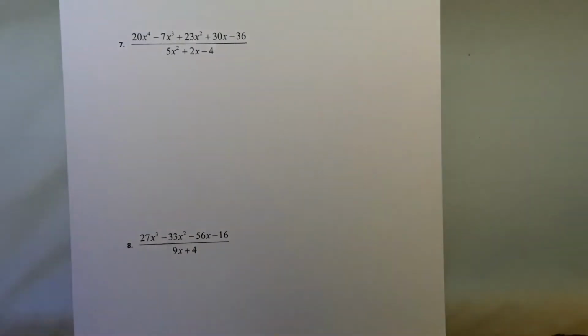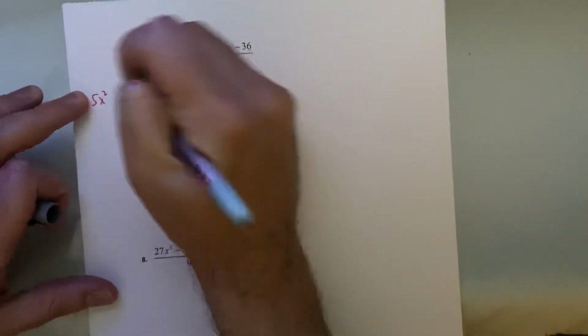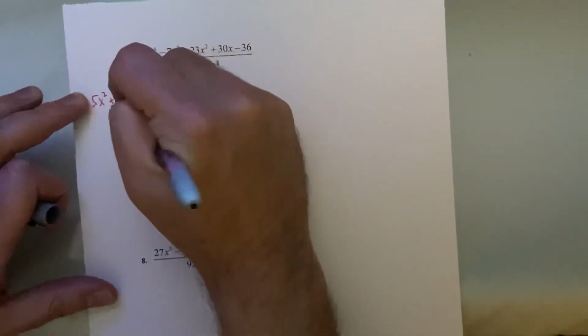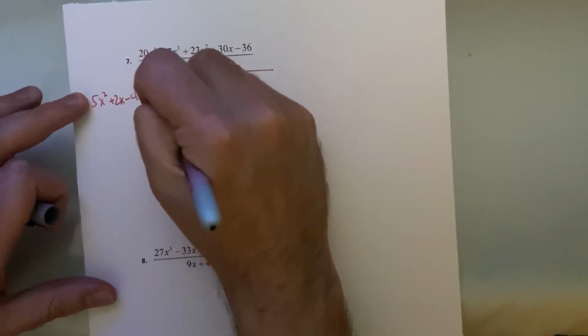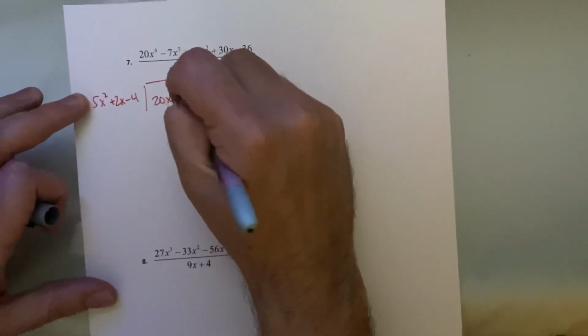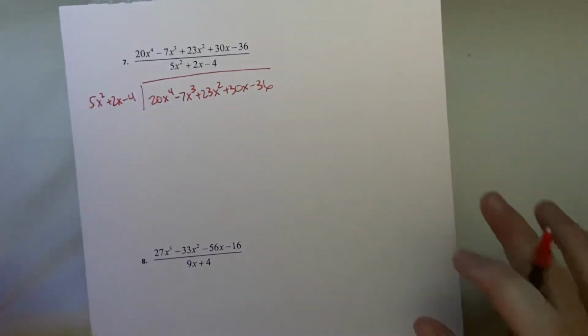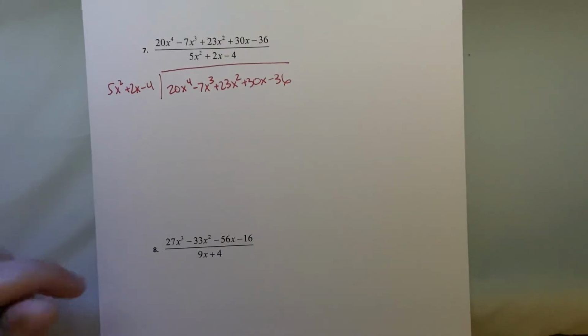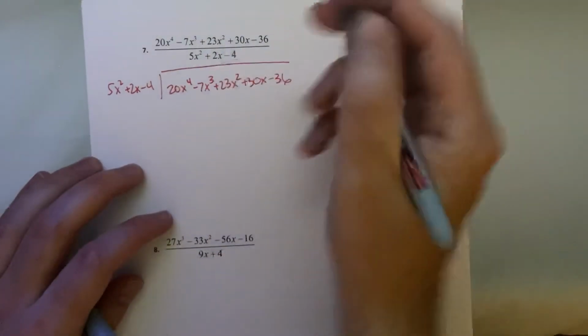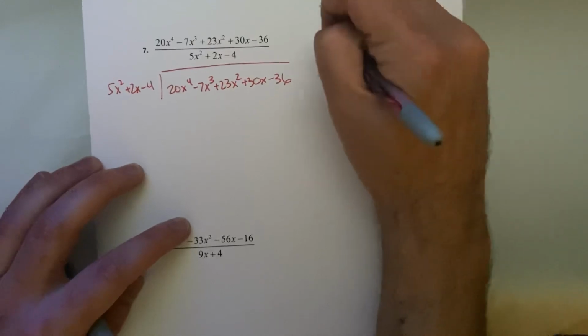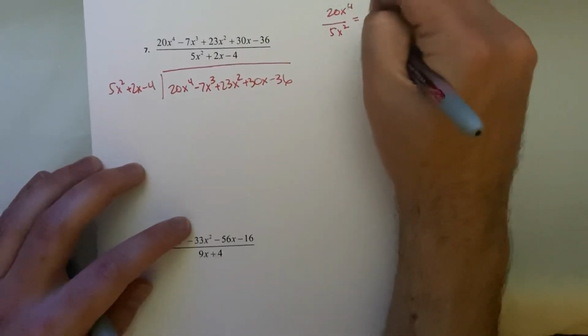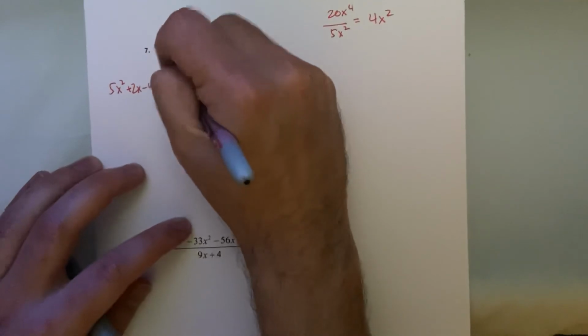Finally, let's get to the last page. Okay, 5x squared plus 2x minus 4 into 20x to the 4th minus 7x cubed plus 23x squared plus 30x minus 36. Okay. 20x to the 4th over 5x squared is 4x squared, goes up top.